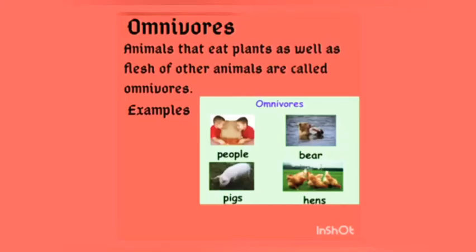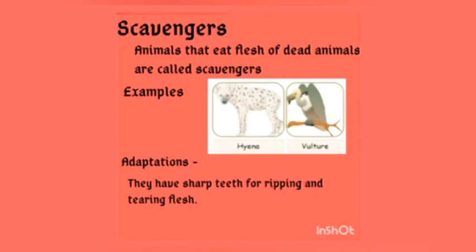And then we have another category, scavengers. Animals that eat the flesh of dead animals are called scavengers. For example, hyena, vulture, jackals, wild dogs, etc. Now let us see some adaptations in these animals. These animals have sharp teeth for ripping and tearing the flesh of the dead animals.